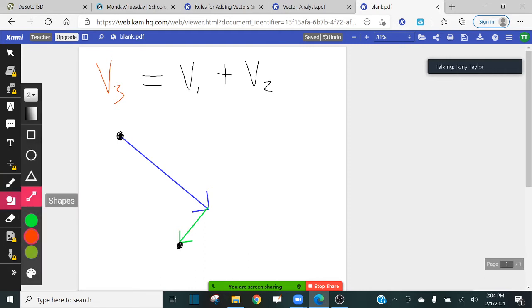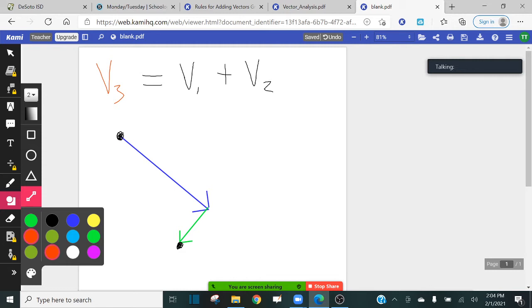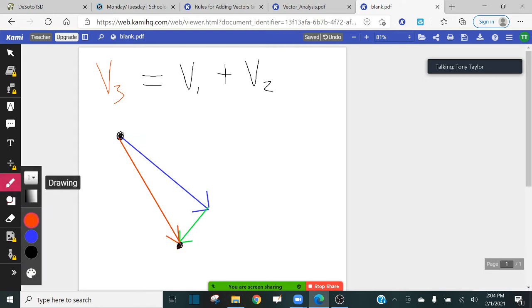Now, lastly, step three is to draw your resultant vector from the starting point toward the ending point. So that arrow that I drew in red, that is referred to as the arrow V3. So when we combine the vectors V1 and V2, that's what we get, a vector that looks like that. It looks like a V3.